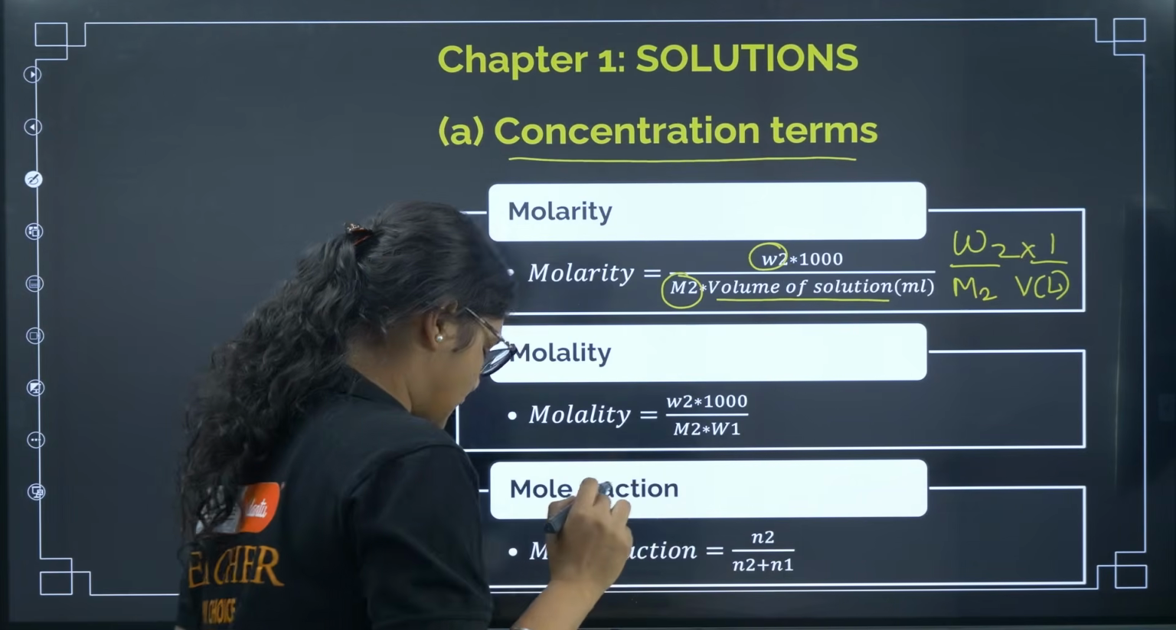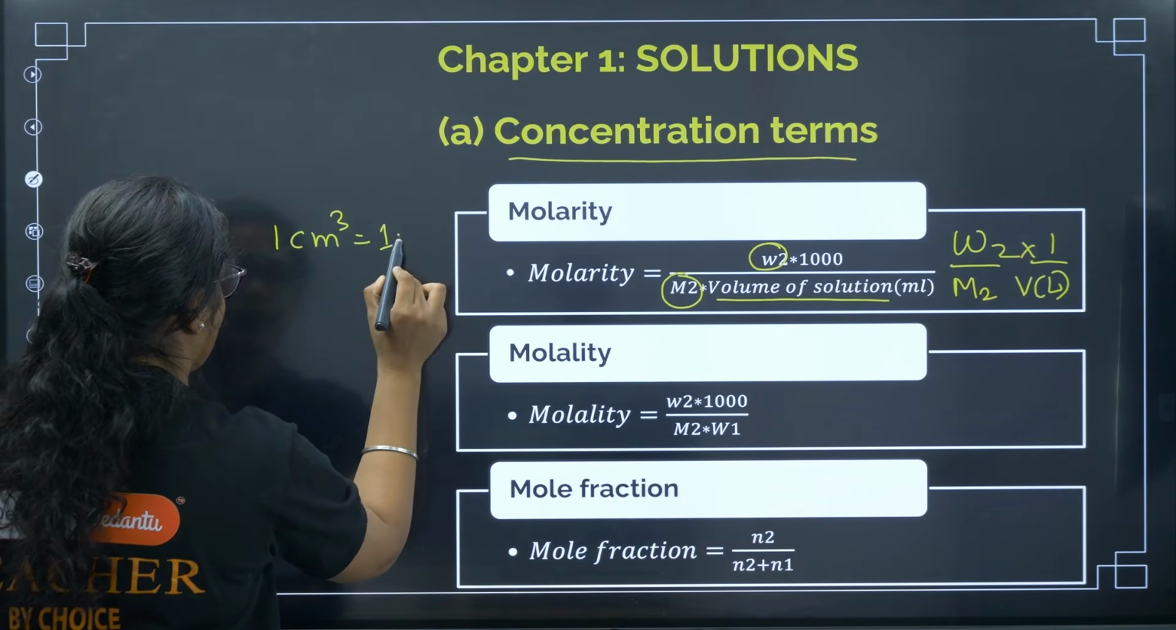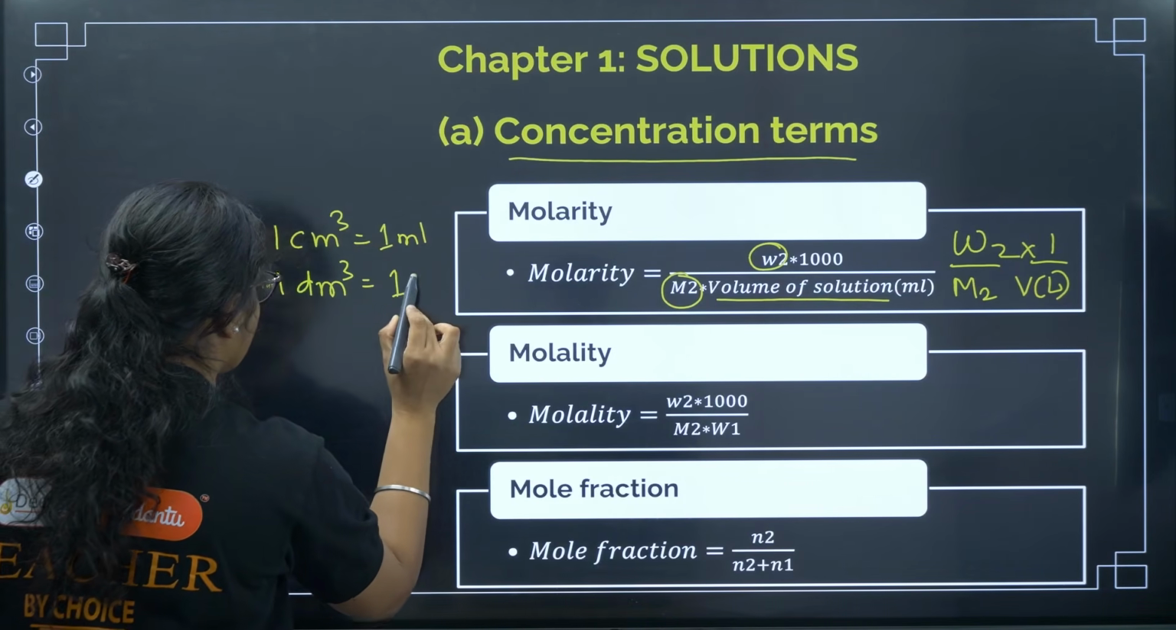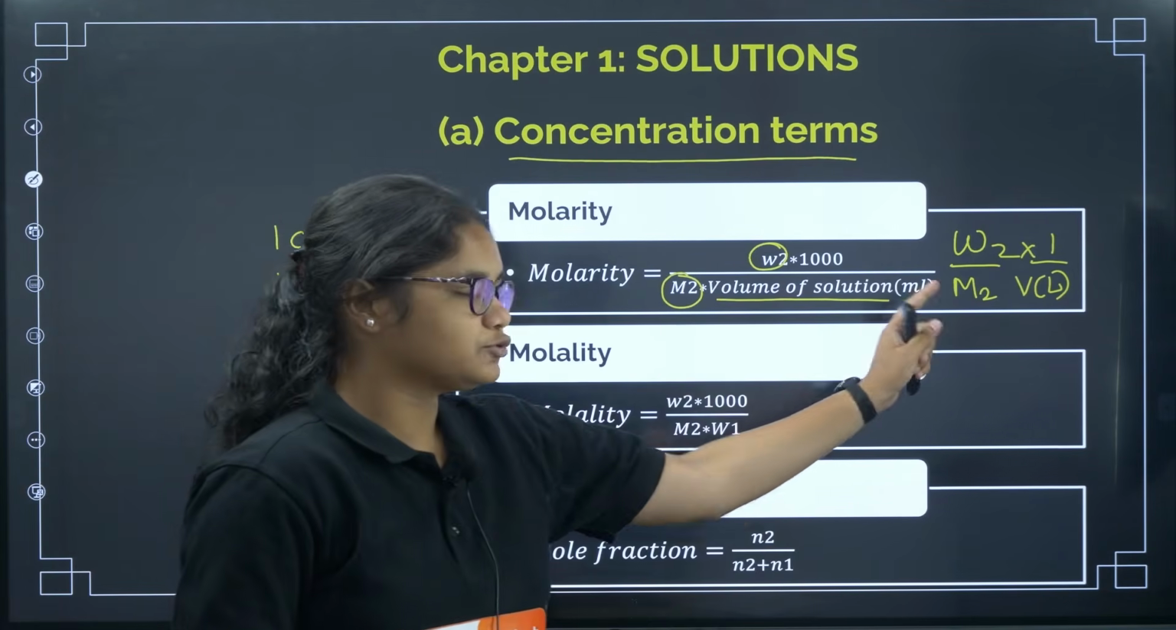One more thing that you have to remember is some unit conversion: 1 centimeter cube is equal to 1 ml, and 1 decimeter cube is equal to 1 liter. In questions, sometimes decimeter cube and centimeter cube units are also given, so you should not confuse there.